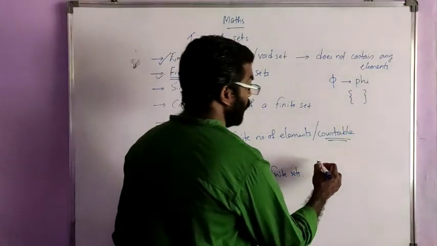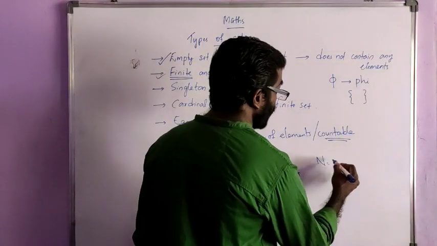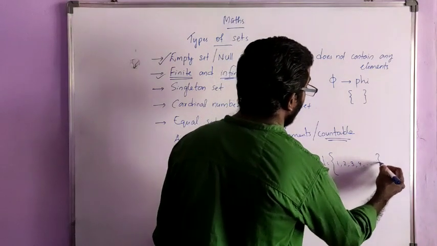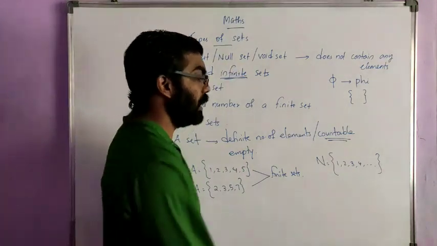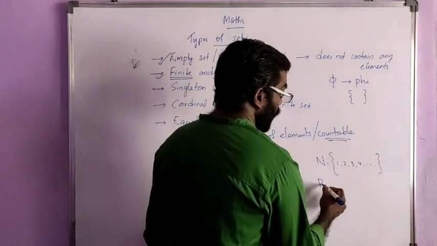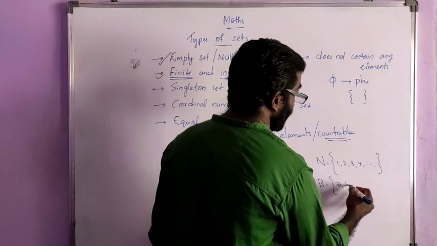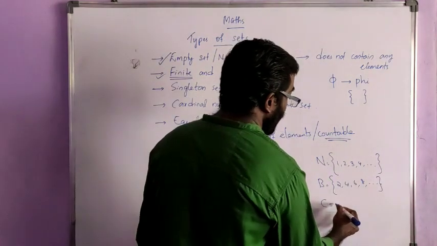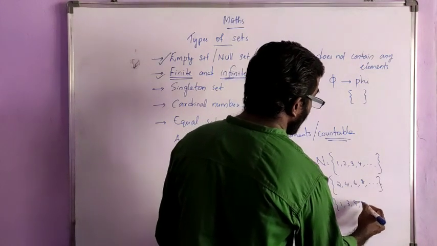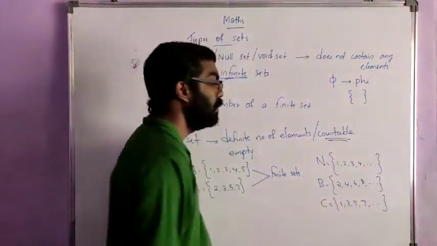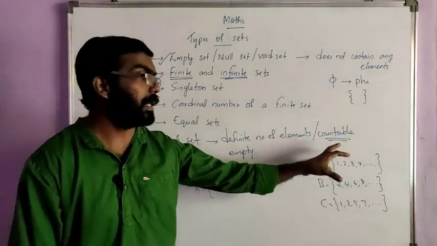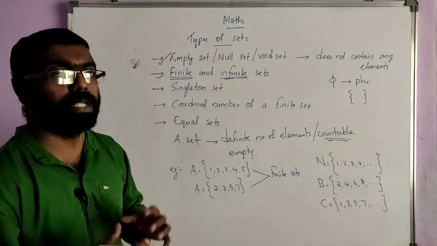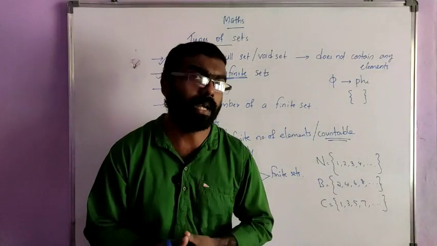An example of an infinite set is the set of all natural numbers, N equal to the set 1, 2, 3, 4, etc. Okay, we can say another example, set B equal to the set of all even natural numbers 2, 4, 6, 8 and so on. Okay, the set of all odd natural numbers 1, 3, 5, 7 etc. So these are some examples of what? Infinite sets. So there are finite sets and infinite sets.